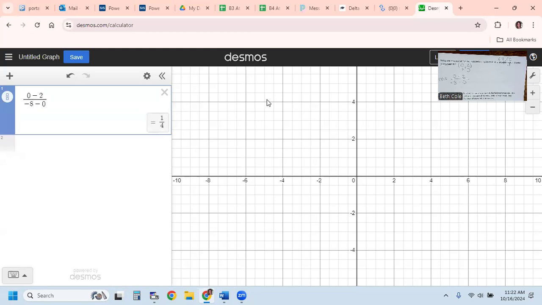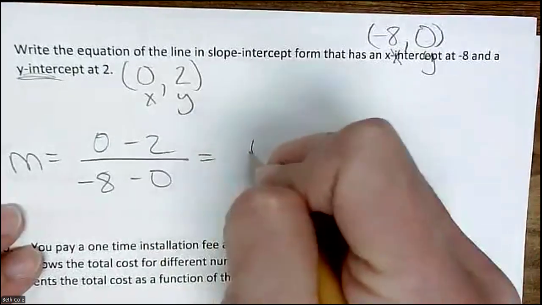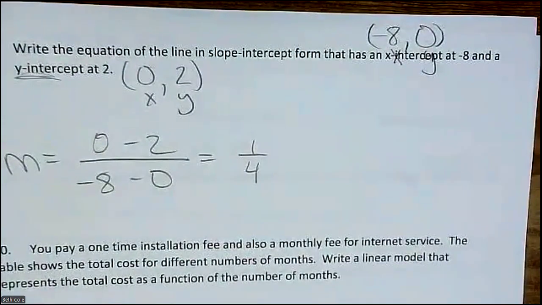So 1/4 is what it came out to. You just type it in. You have to know the formula and then type it in. Now, we actually don't have to do any more work. We can just go ahead and write the answer.